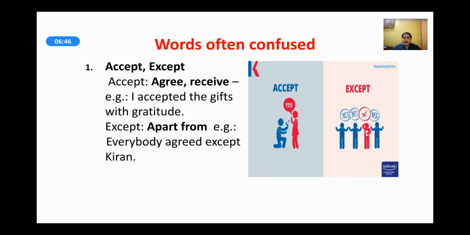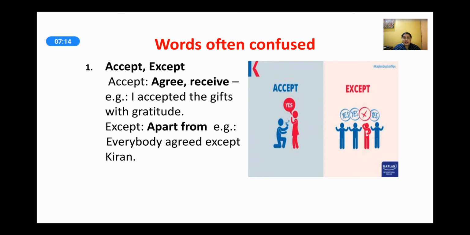Let us now look at the list of words which are often confused. The first pair of words are accept, except. Look at the two words. First word, accept. Accept means agree, receive. For example, I accepted the gifts with gratitude. Here in the pictorial representation, we can see a person receiving something from the other one. Maybe you can presume it's a gift there. So when you agree or receive, that is known as accept.